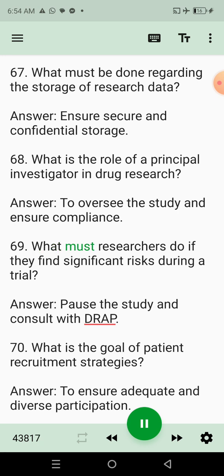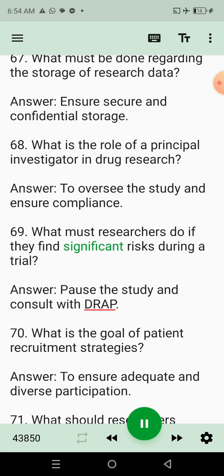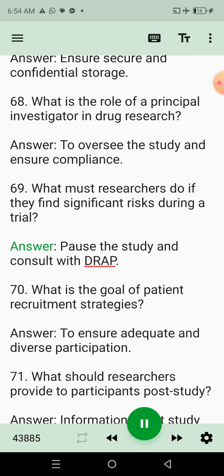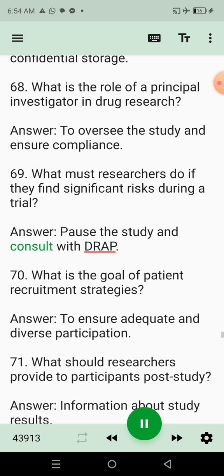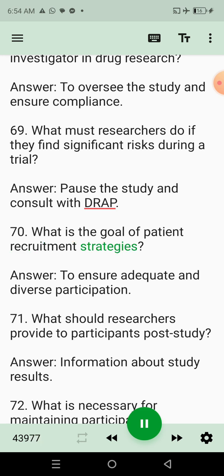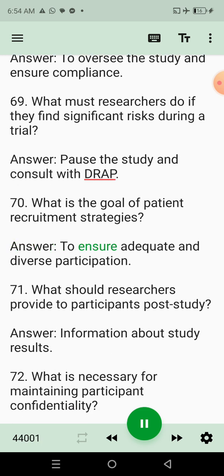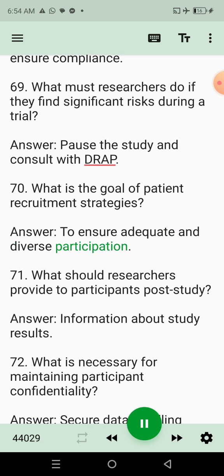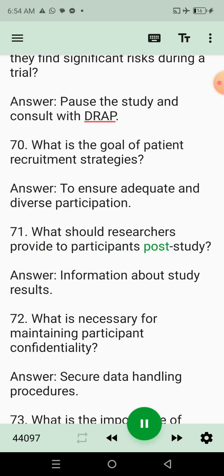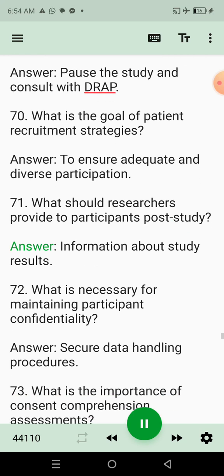69. What must researchers do if they find significant risks during a trial? Answer. Pause the study and consult with DRAP. 70. What is the goal of patient recruitment strategies? Answer. To ensure adequate and diverse participation. 71. What should researchers provide to participants post-study? Answer. Information about study results.